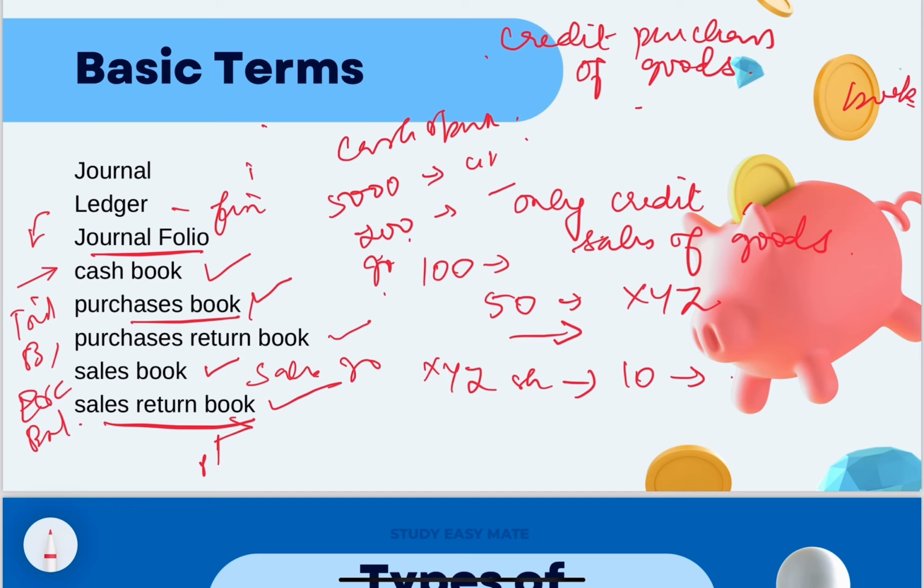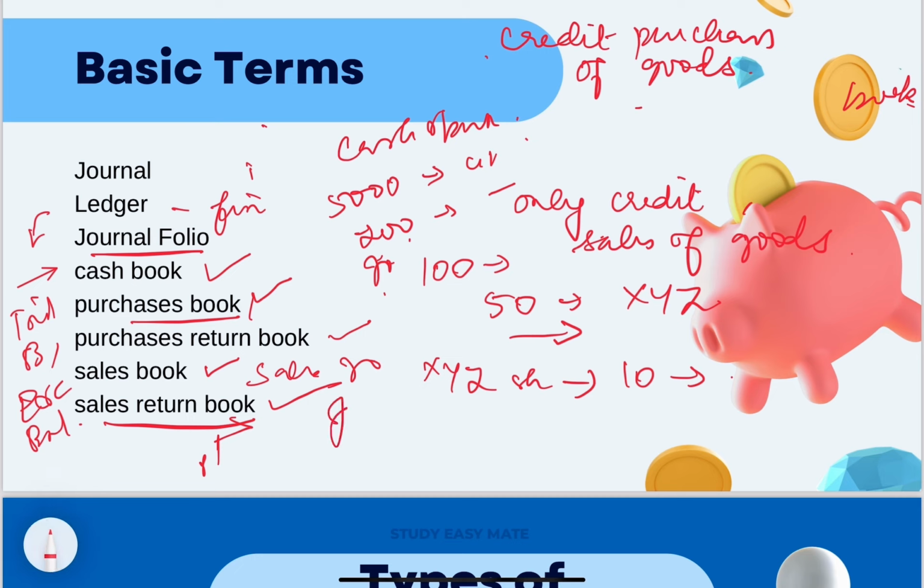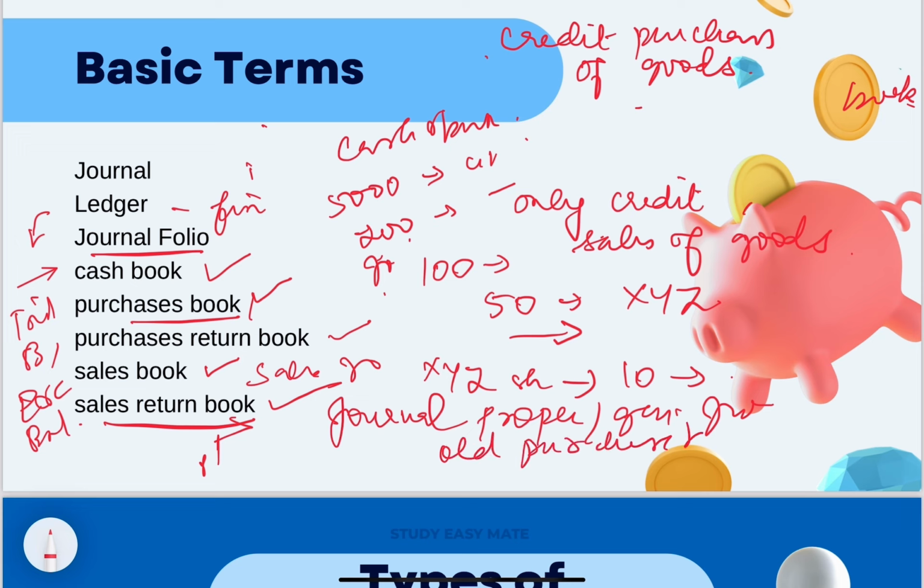So what is a journal proper? This is used to record everything else that doesn't fit in the above books. It is also called the general journal, and sometimes the old purchase book. For example, you record buying machinery on credit, the depreciation entries, opening or closing of stock, and adjustment corrections. All that you do here.